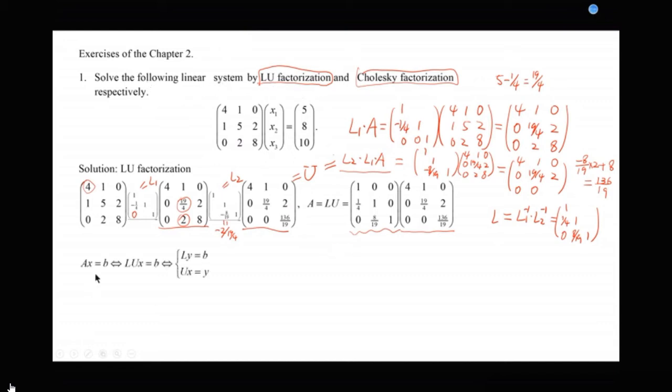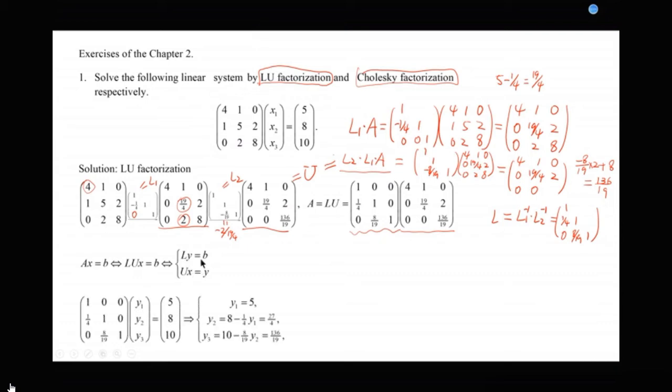So you should know the original system is AX equal to B. Now we factor A by L multiply U. So LUX equal to B. Then denote UX by Y. Then we obtain LY equal to B. That means we obtain two triangular systems, right?